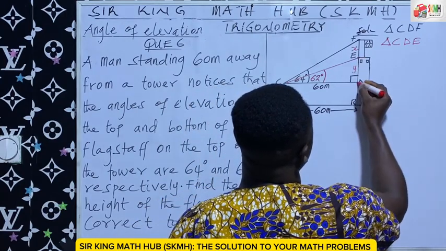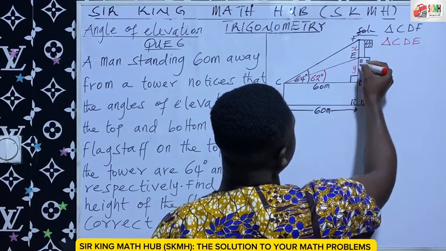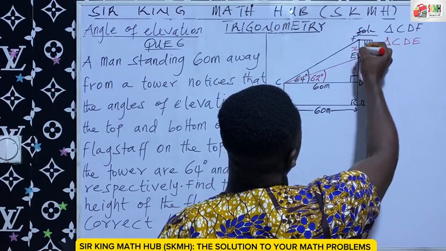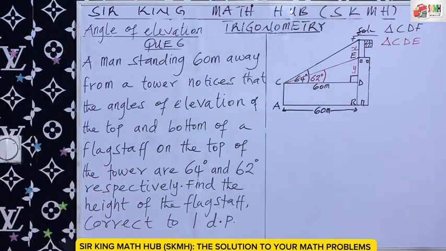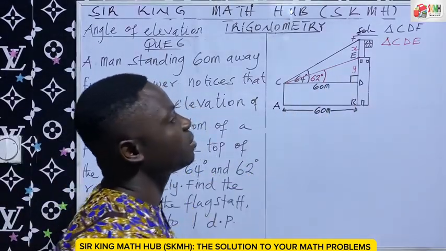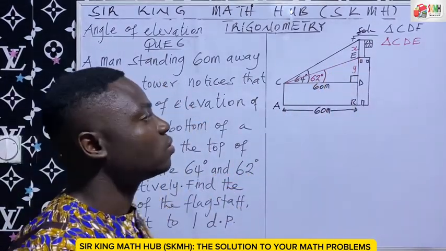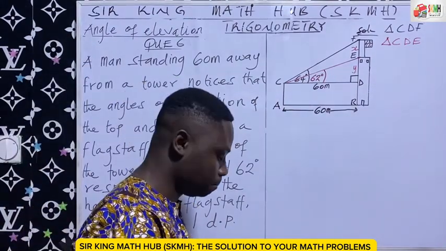So from here to here, I'm measuring it as Y. That is line ED as Y and then line FE as X. So now, to calculate for Y and then X, what do we do? So let's identify the sides of the right angle triangle.